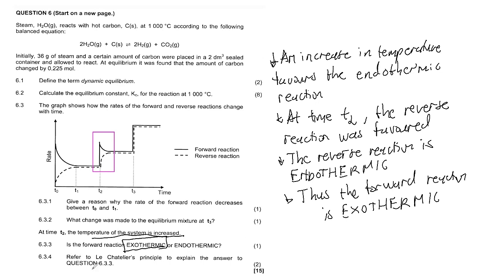Now, if it wants you to refer to the Le Chatelier's principle to explain the answer to question 6.3.3, now you have your explanation. An increase in temperature favors the endothermic reaction. At time T2, we saw that the reverse reaction was favored. That means the reverse reaction is endothermic. Thus, the forward reaction is exothermic. So we can use that as an explanation to 6.3.4, right? So that's how you could have went about answering that question.